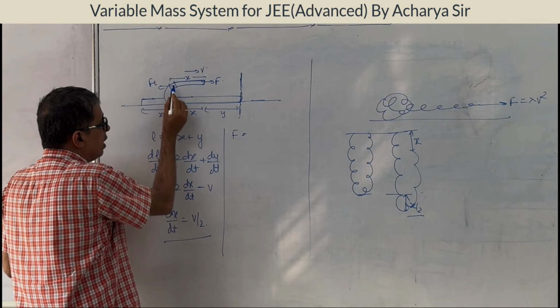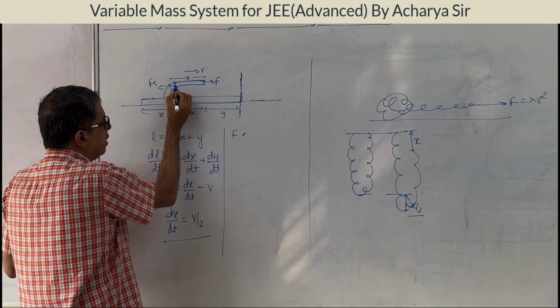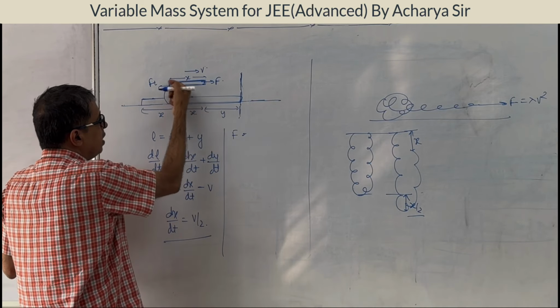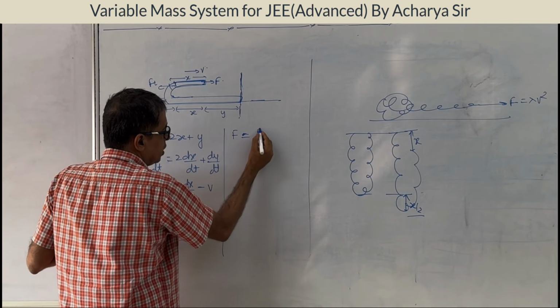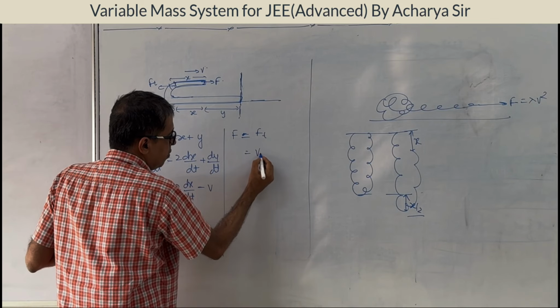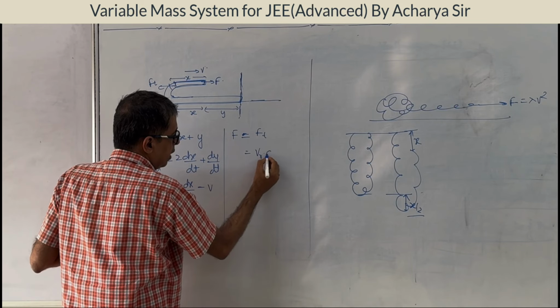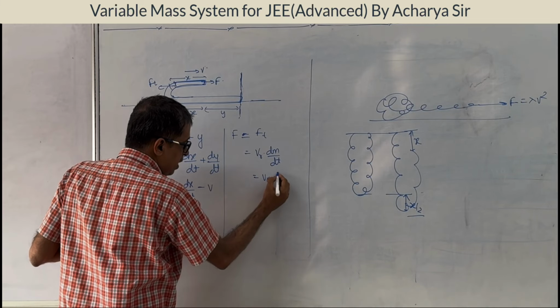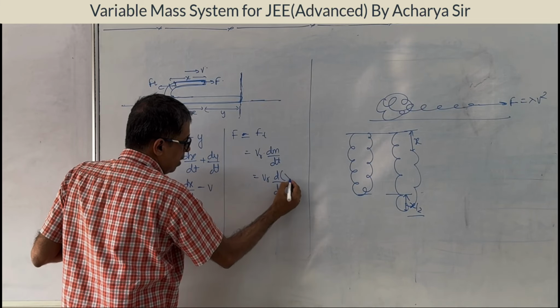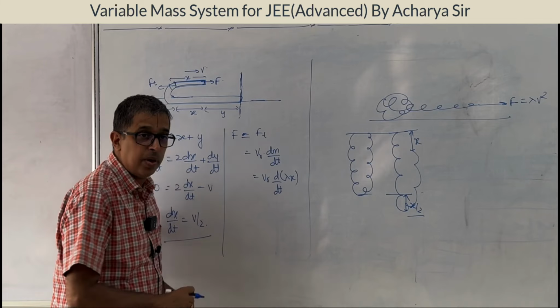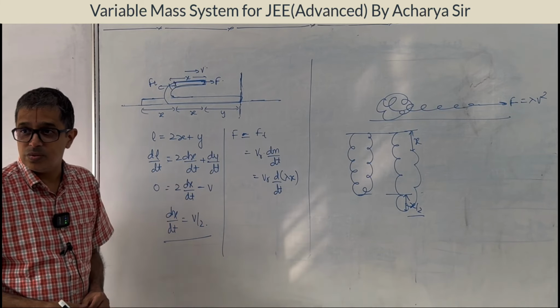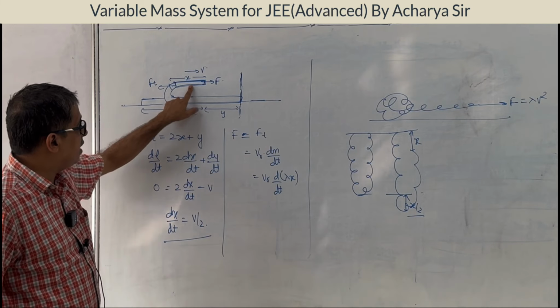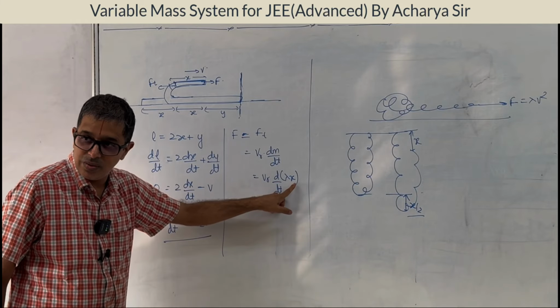Right? Small element is being pulled to the right. This element is being pulled to the left. Thrust force will be V_R dm/dt. Now V_R, here comes the difficulty. dm/dt you will replace with lambda into x. dm/dt, this length is x.